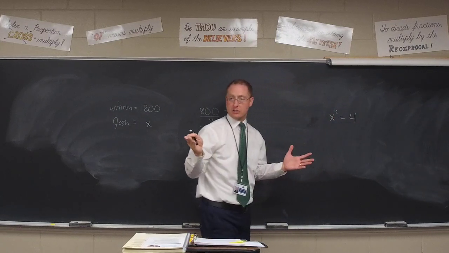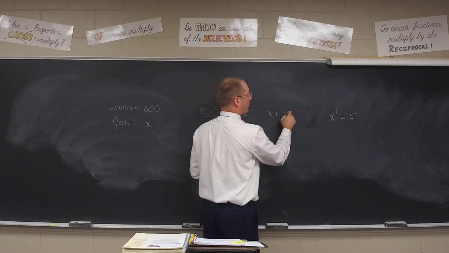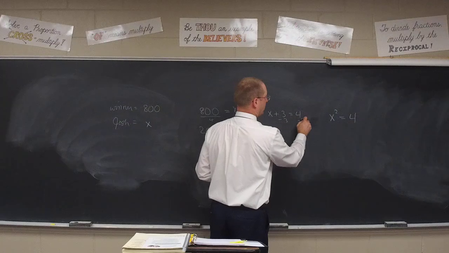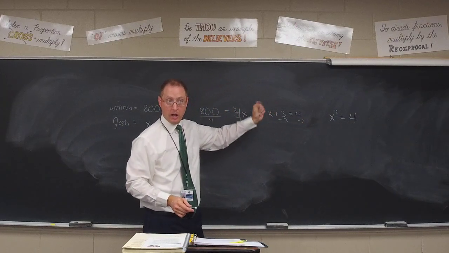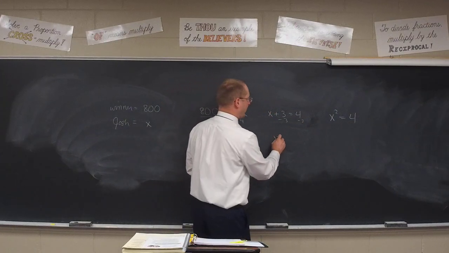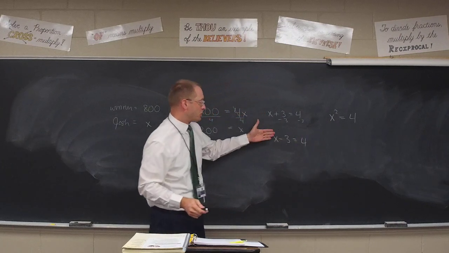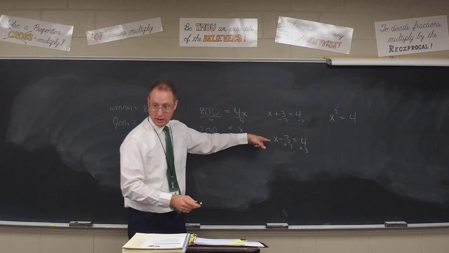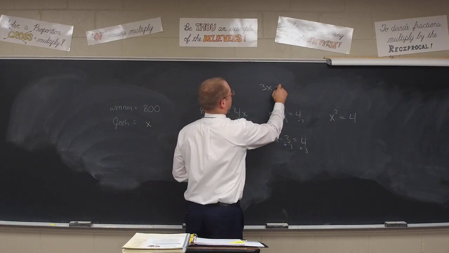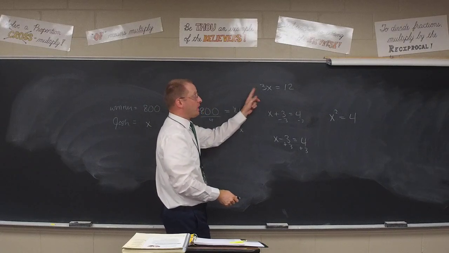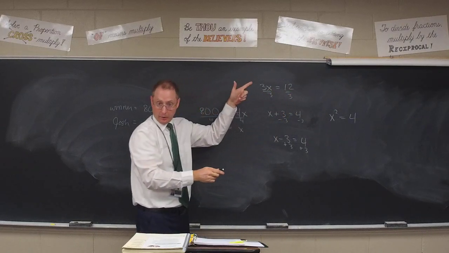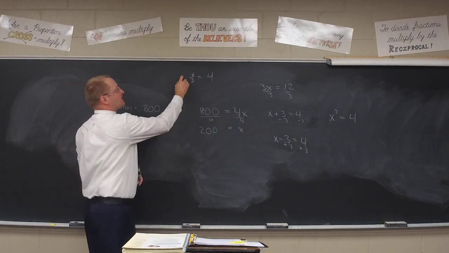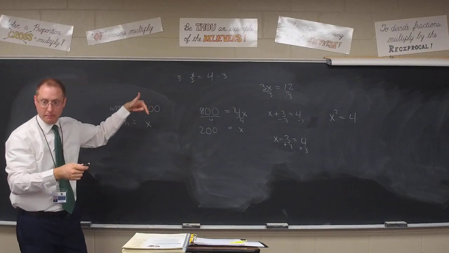Well, we know this, class. If I had x plus 3 equals 4, what would I do? Minus 3. Why? Because that's the opposite of plus 3, right? If I got x minus 3 equals 4, class, what do I do to get rid of the minus 3? Positive 3, because that's the opposite of a negative 3, right? If I had 3x equals 12, what would I do to get rid of the 3? Divide, because that's the opposite of multiplying, right? If I had x over 3 equals 4, what would I do to get rid of the 3? Multiply, because that's the opposite of dividing by 3, right?